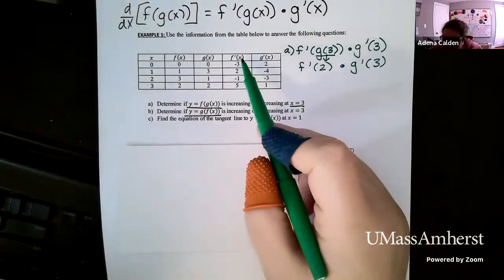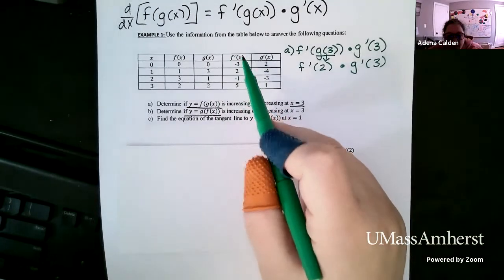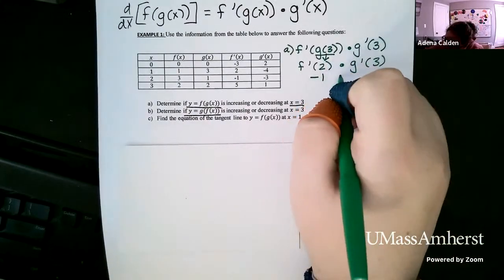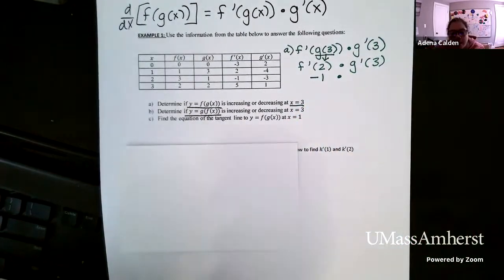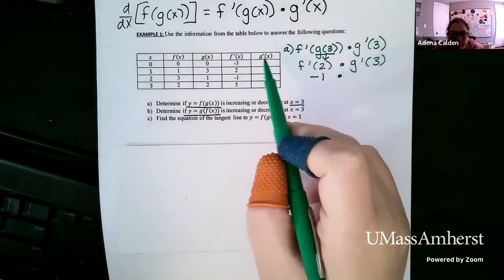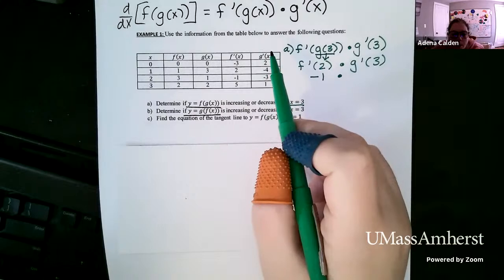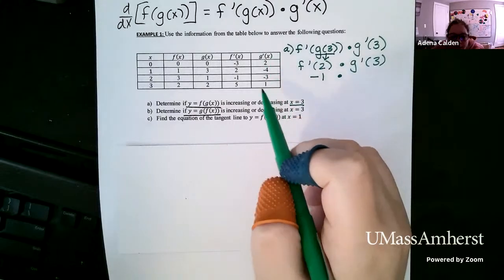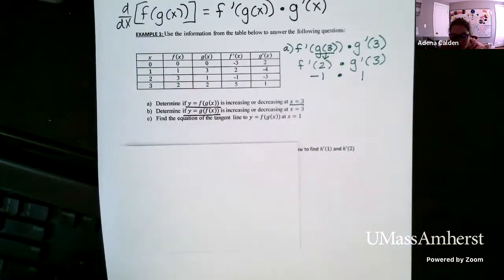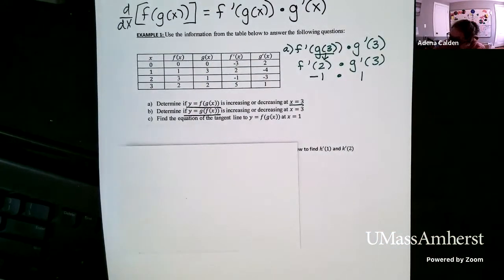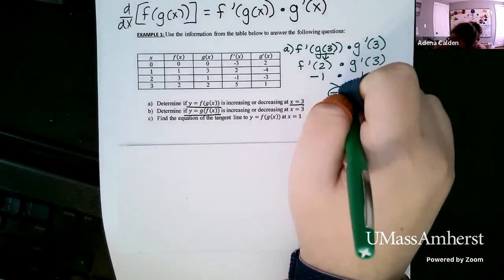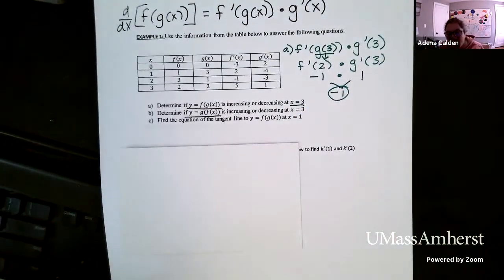F prime of 2 means we go to the derivative function, we go down to 2, and we get a value of -1, times g prime of 3. So g prime of 3, we go to the g prime function, right? We go down to 3, and that's going to give us a value of 1. So we have -1 times 1, which is going to give us -1.